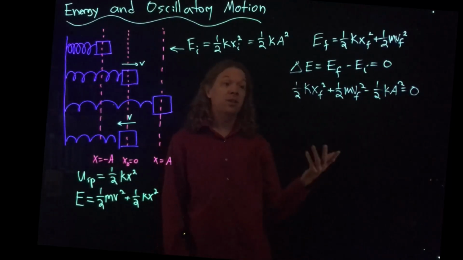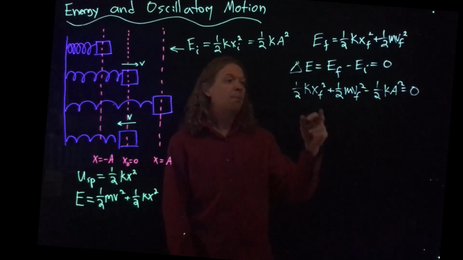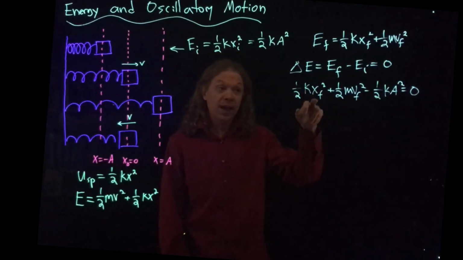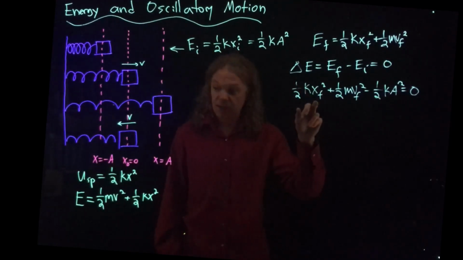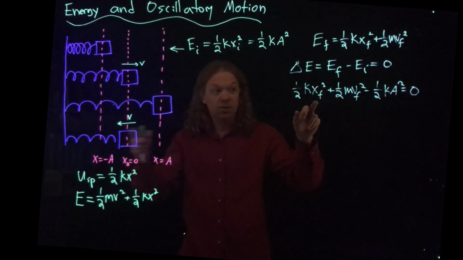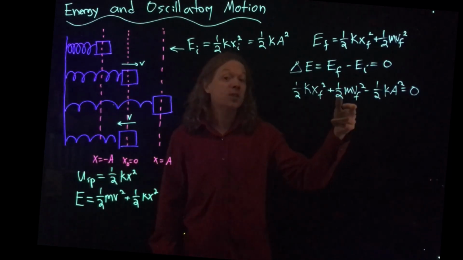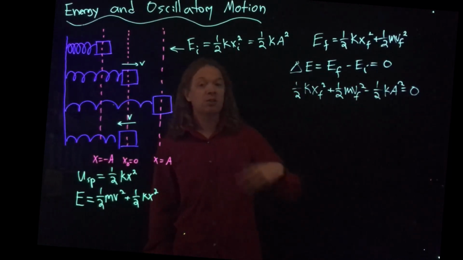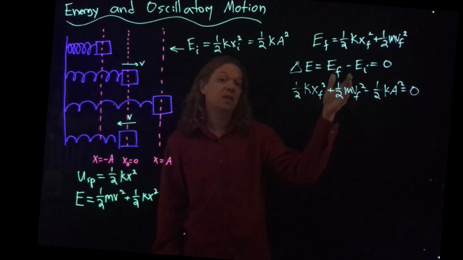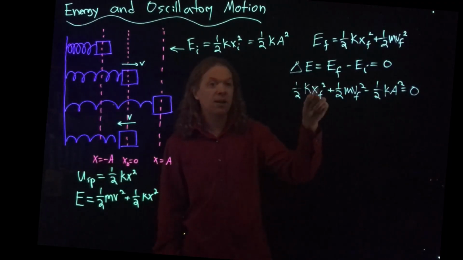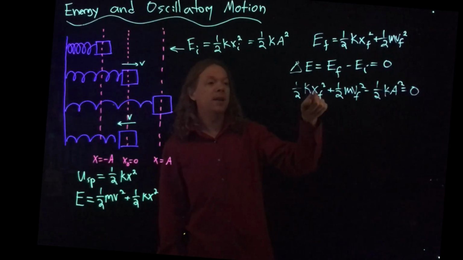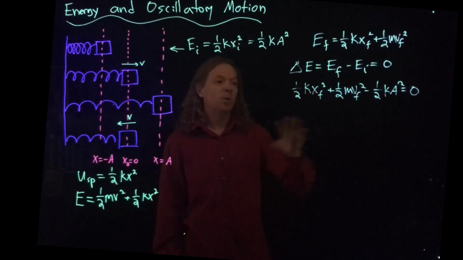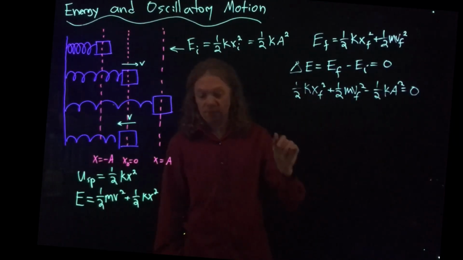So now what this equation is, it's a relationship between where the block is, which is its final x position, and the speed of the block. So let's think about this as solving for what the velocity of the block is, depending on what its position is. So from that perspective, I'm going to solve for v.